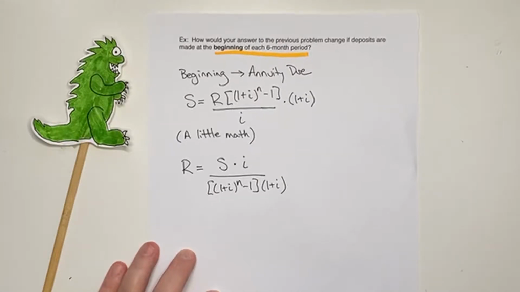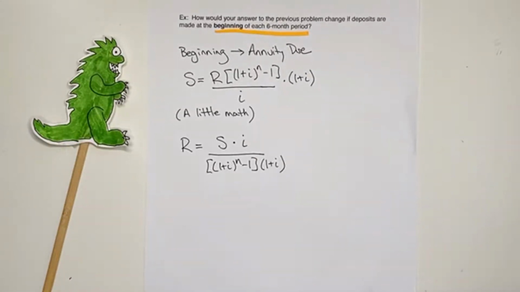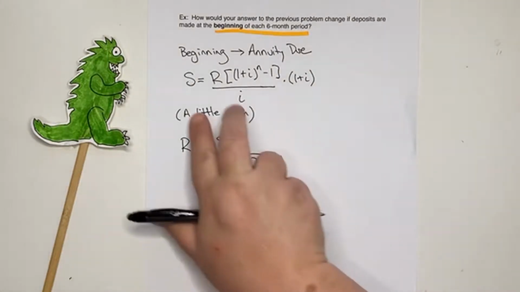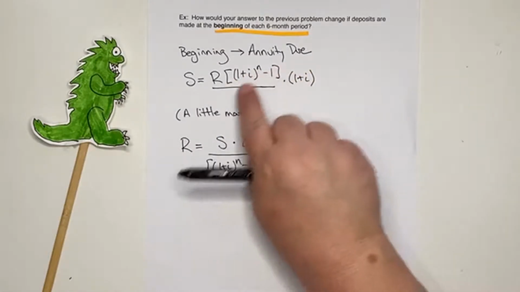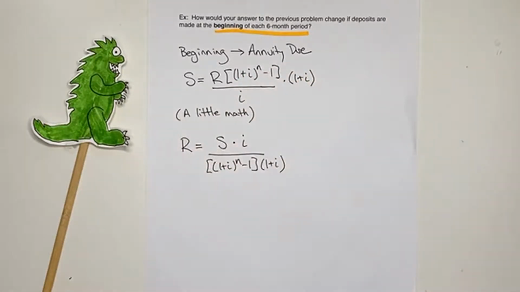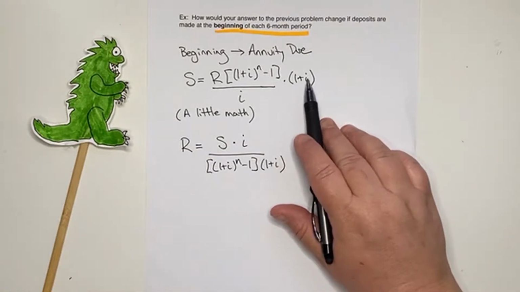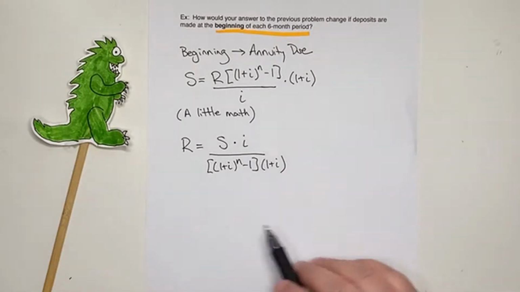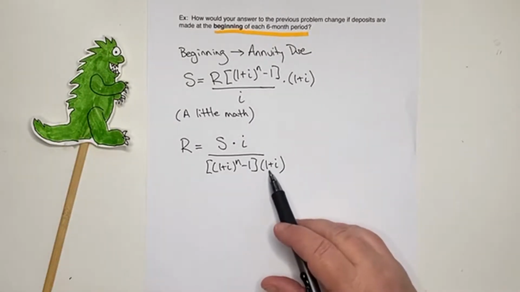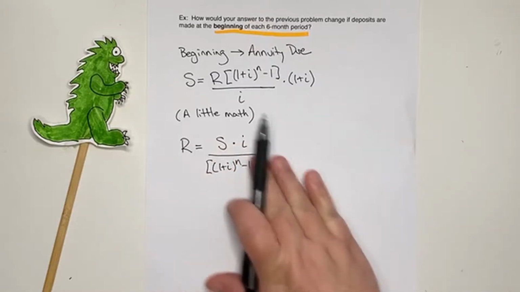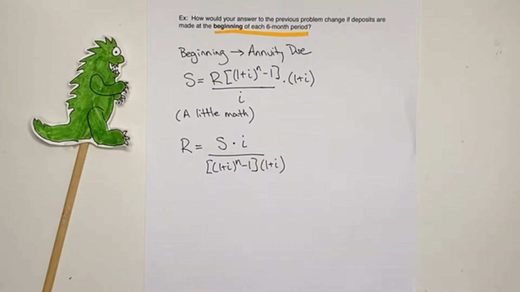So again, I know everyone, you may be looking at this going, what in the world just happened? And remember what I said was when you move this rational expression to the other side of the equation, everything flips upside down. And so if you're multiplying by 1 plus I, that means it's technically on top. So when you flip it upside down, it ends up in the denominator. So this is how we rewrite the formula for an annuity due.